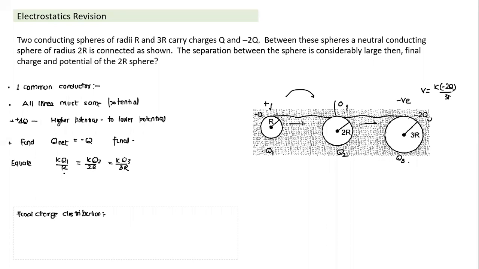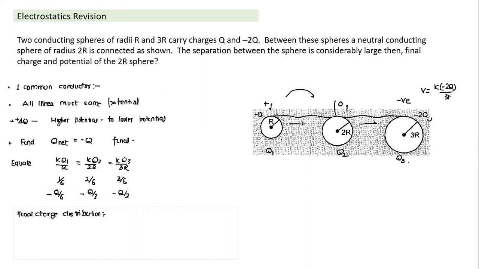So this will receive 1/6 of the net charge, this will receive 2/6 of the net charge, and this will receive 3/6 of the net charge. Net charge is equal to minus Q. This will become equal to minus Q by 6, this will become minus Q by 3, and this will become minus Q by 2. That would be the charge distribution.